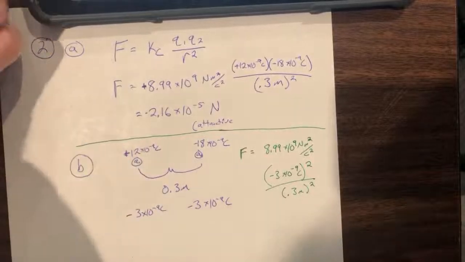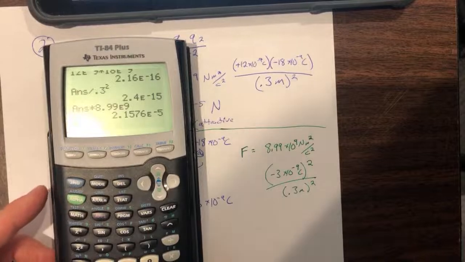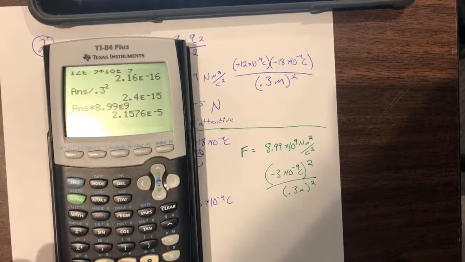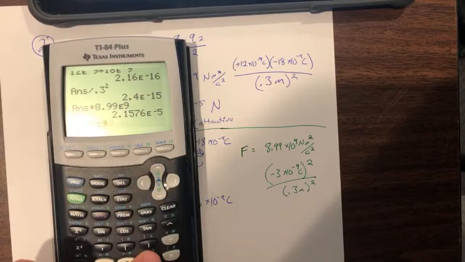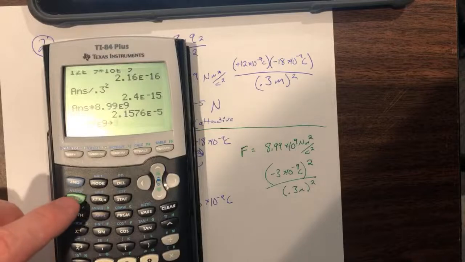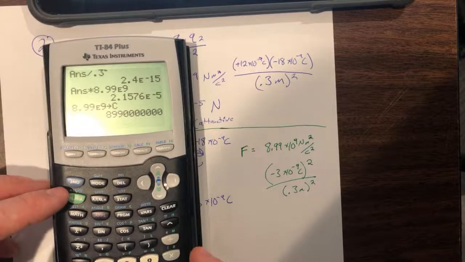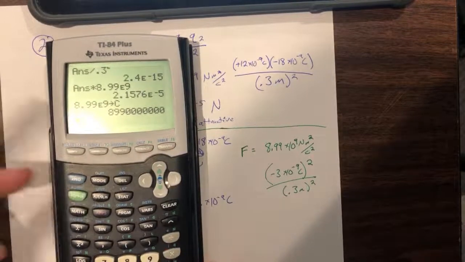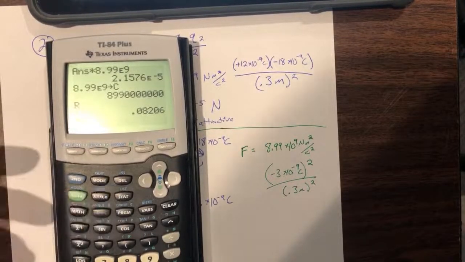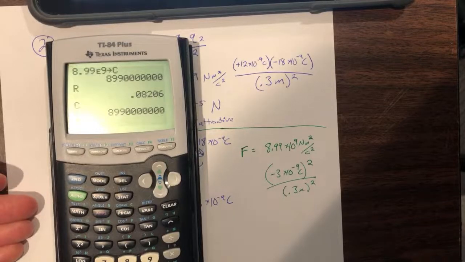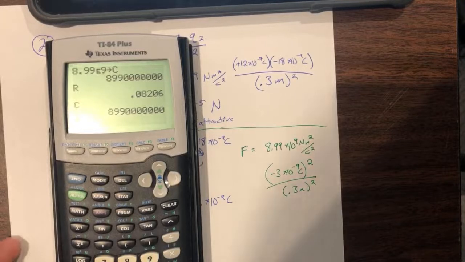So the way I'm going to put this in my calculator is like this. If you want to, you could store this value, 8.99 E9, as, let's say, C. Just like I've done for other things in the past, for example, I got R for the gas constant. You can store those in your calculator. So I've got C now stored in my calculator, 8.99 times 10 to the ninth. That's your Coulomb's constant. And so let's go ahead and do that.